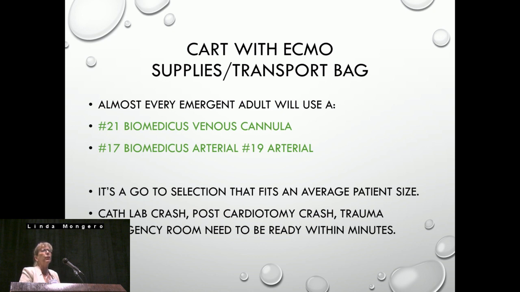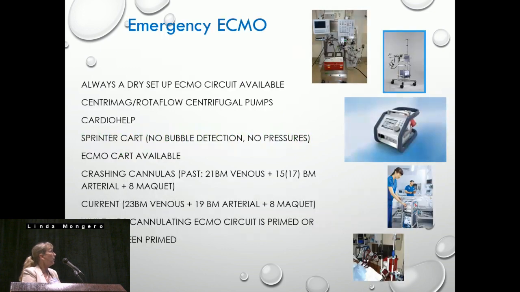Almost every emergent adult, you can get a 21 venous cannula or a 17 or 19 arterial cannula, and those should be the ones of choice. It's a go-to selection that fits an average size individual. Cath lab crash, post-cardiotomy, trauma or emergency room, you can be ready in minutes. You're there, ready to go, ready to cannulate before they're even getting ready to open the patient.